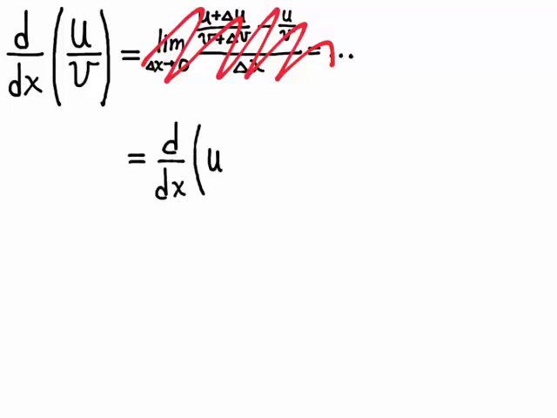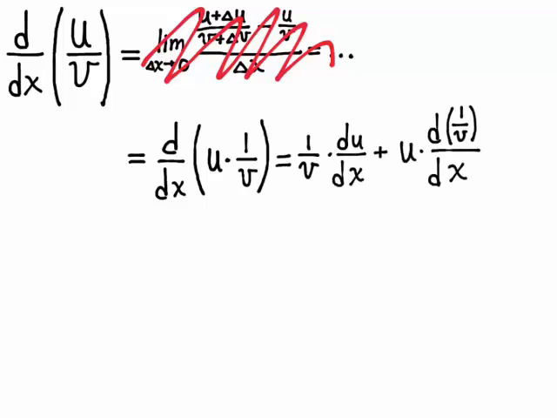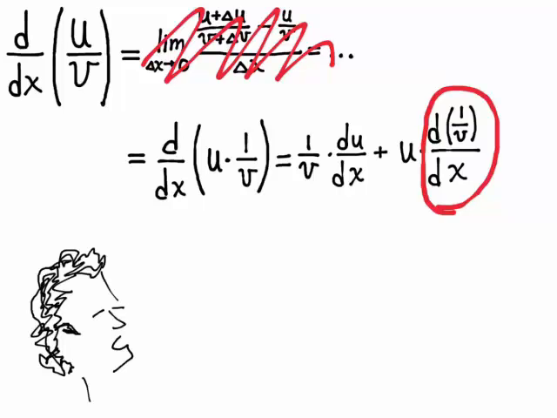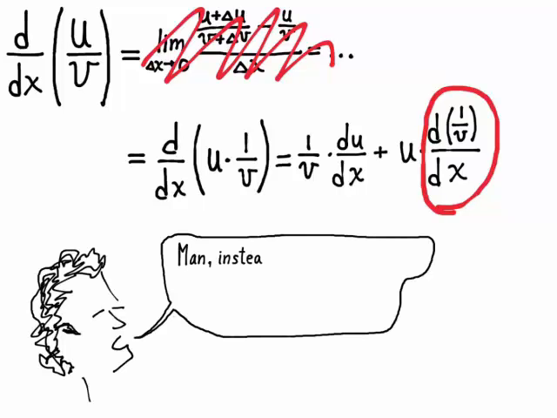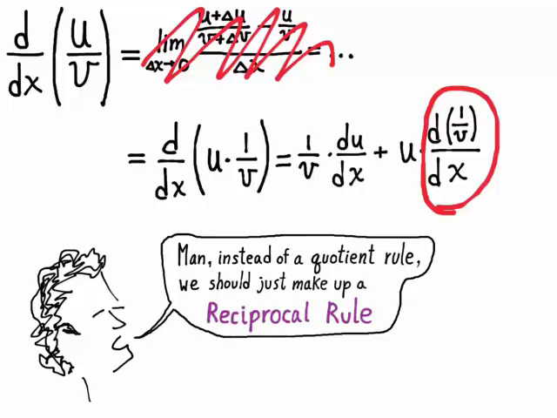suggest another approach. What if we think of u over v as being a product, u times 1 over v? We already have a product rule, so we'll use the product rule. It's just the second factor times the derivative of the first plus the first factor times the derivative of the second. The only unknown territory we're entering into is this second factor of the second term, the derivative of 1 over v. So you really could address this problem by developing a rule for taking the derivative of the reciprocal, the derivative of 1 over v with respect to x.